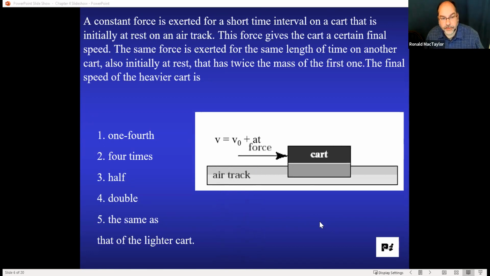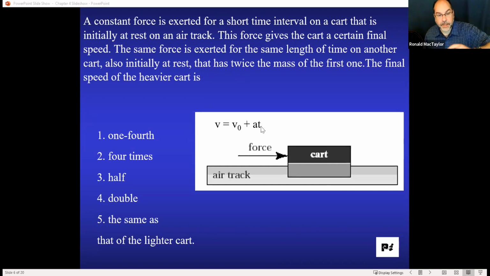When we're trying to assess the final speed of the heavier cart, we would look to our equations of kinematics and say, okay, I know the initial velocity is 0. V equals V naught plus acceleration times time. I don't right now have any direct mechanism for assessing the acceleration, but this problem has told me right out of the gate that the initial velocity was 0, so I can do something with that. And it's for the same length of time, so time isn't changing.